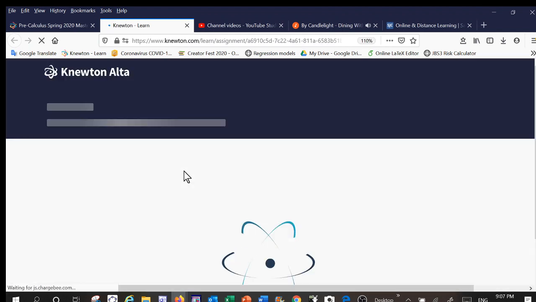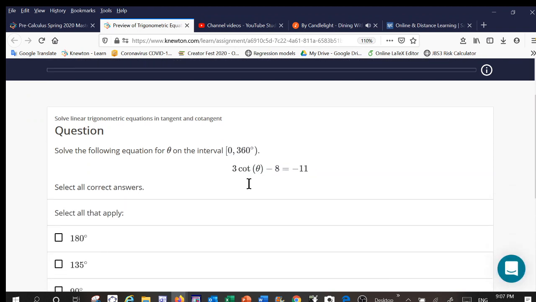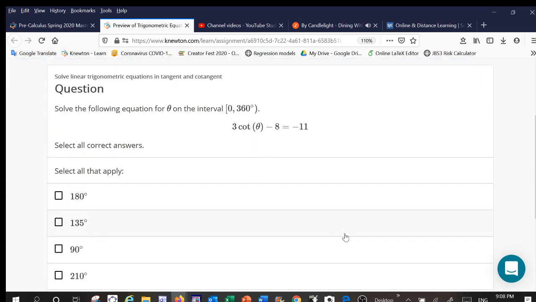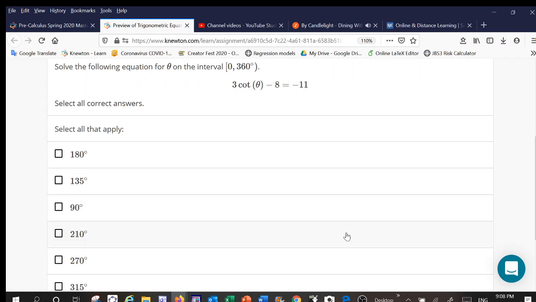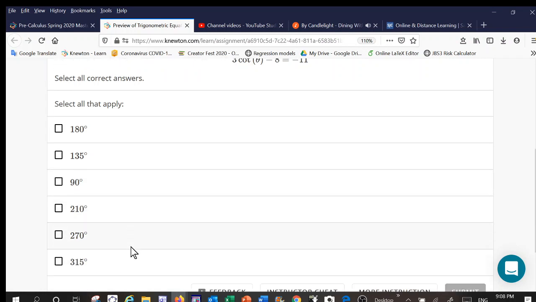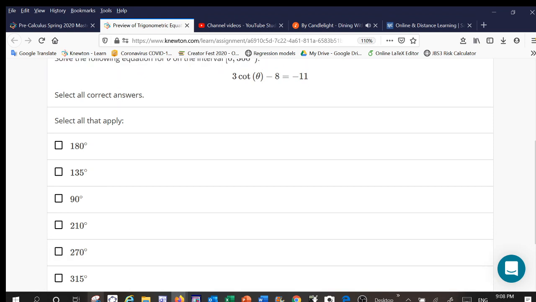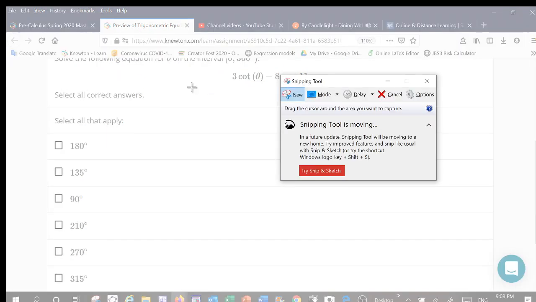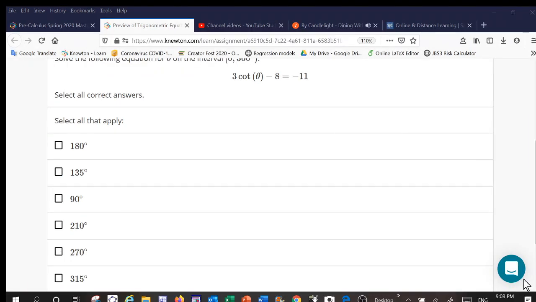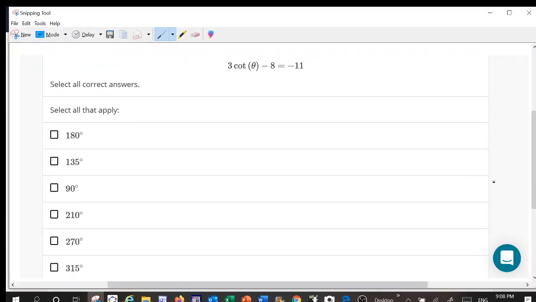Let's see. All right, so 3 cotangent equals to what? Well, let's see. We have how many answers? 315. Okay, there you go. So let's have some space here so we can work on. So cotangent has to equal negative 11 plus 8 divided by 3. So cotangent is, that's a negative 1, right?